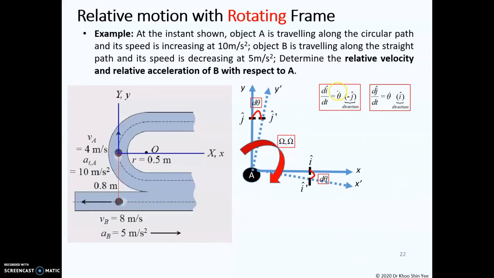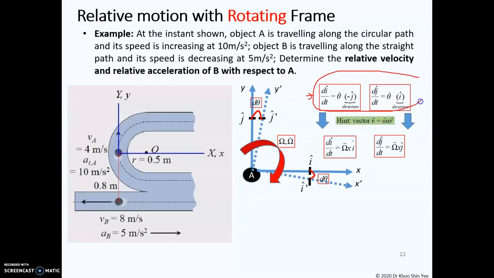So this is the formula that we obtained so far for the change of the i direction and j direction with respect to time. And you should know the θ dot here is equal to Ω, which is the angular velocity for the rotating frame. We can convert these two formulas into vector format.